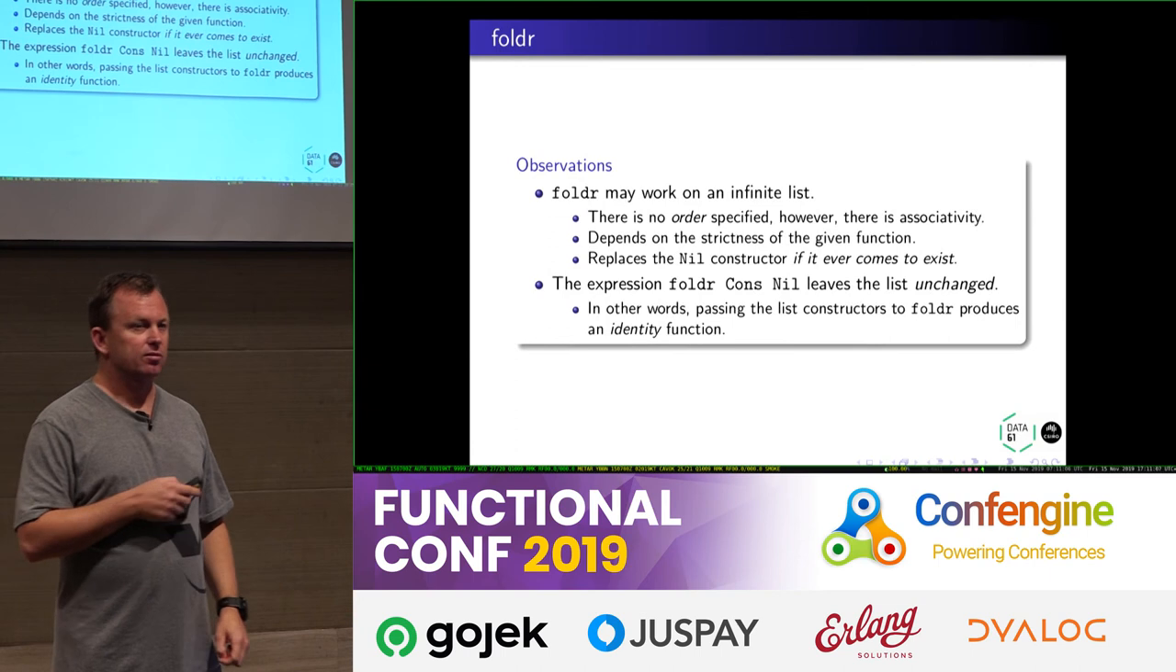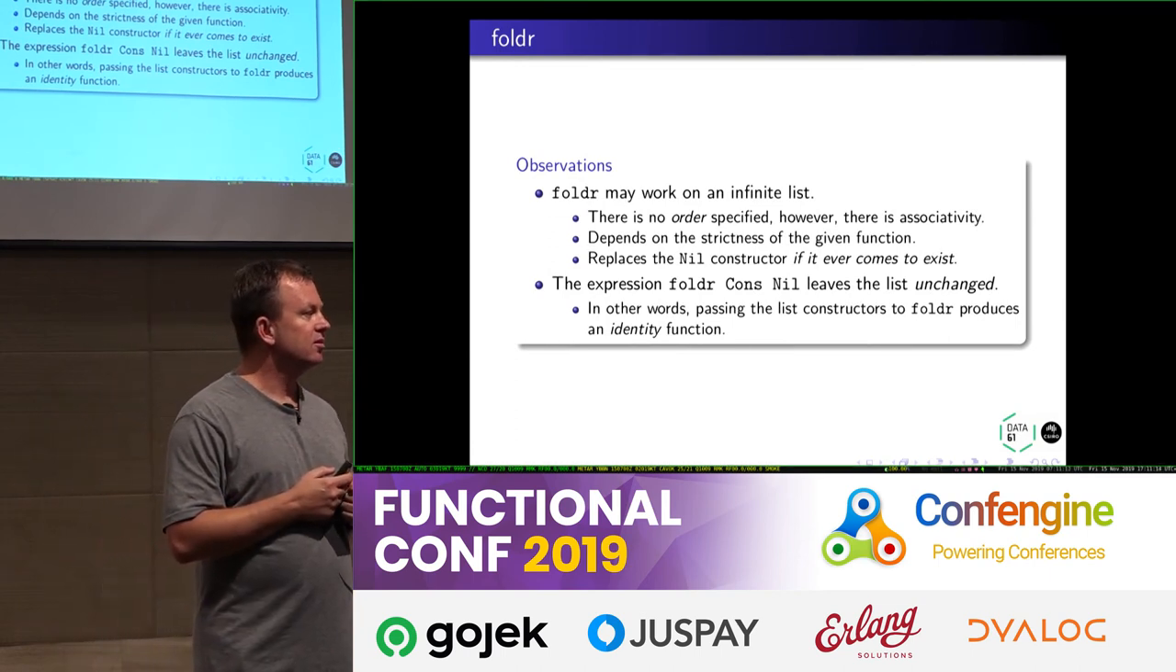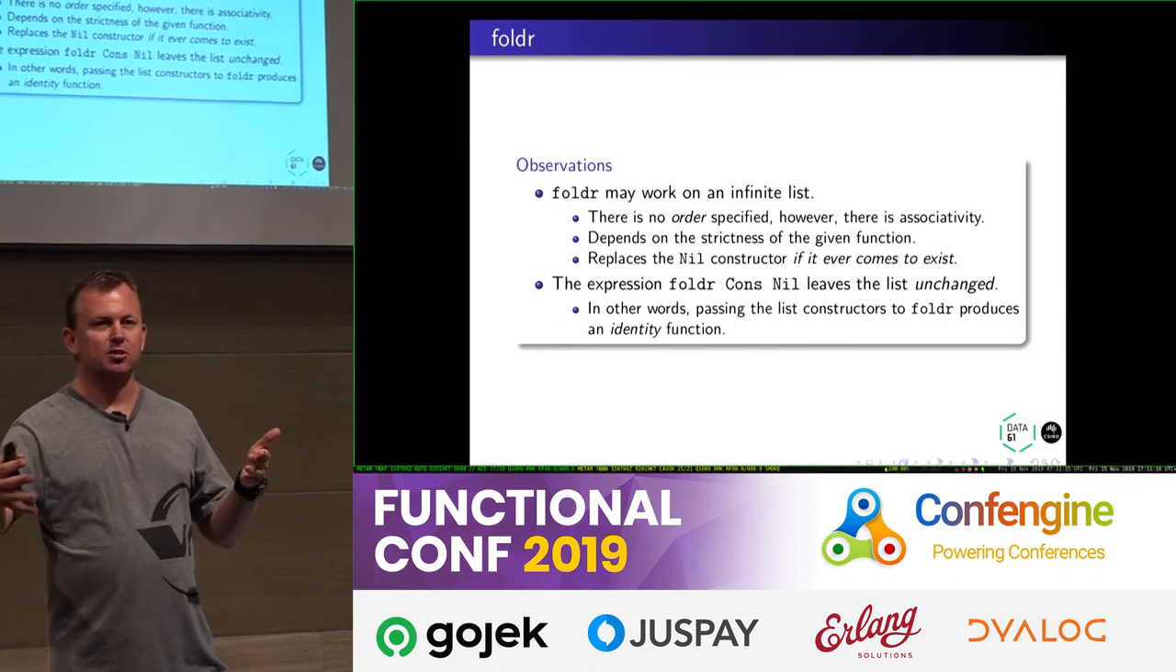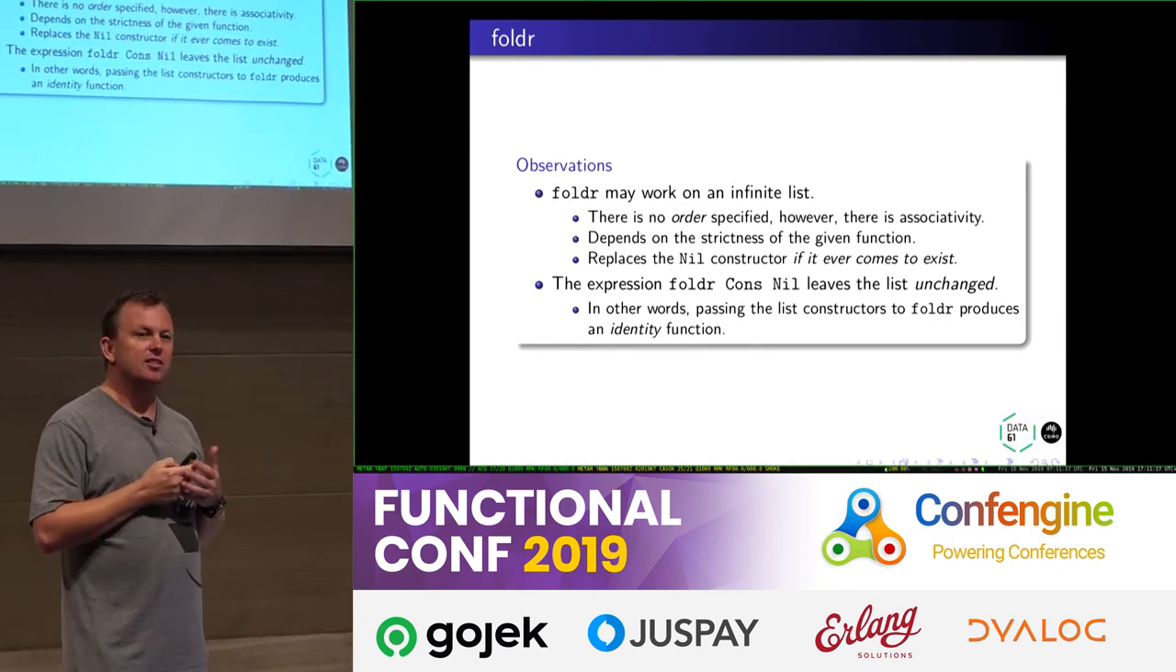How about this function? Fold right, cons, nil. Leave the list alone. Replace cons with cons and nil with nil. It does nothing to the list. It's an identity function.